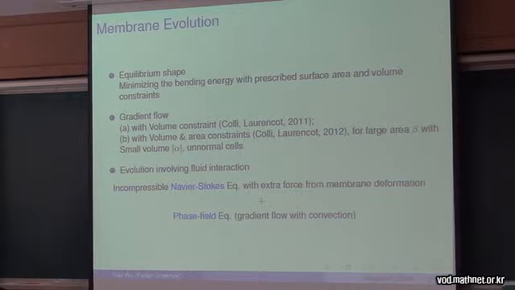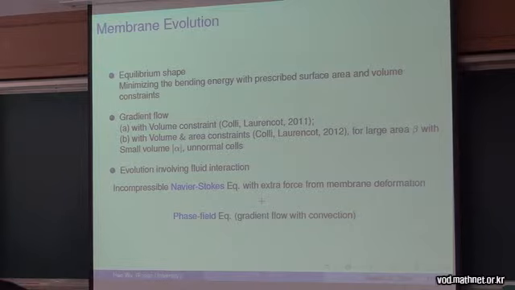Considering the gradient flow, there are some existing results due to Colli and Lorenzo. For instance, they first consider a simpler case where they remove the constraint on the surface and keep just the volume. Then they can show the existence of a global weak solution to the gradient flow for the approximated elastic energy. And then they consider a more complicated case with volume and area constraints.